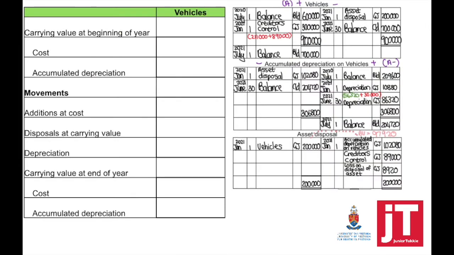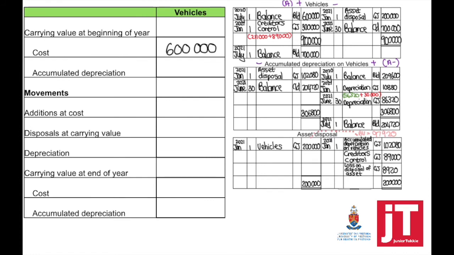To complete now the tangible asset note, we can use the ledger accounts that we've completed. Whenever in a test or exam you find it difficult to find the figures directly on completing the tangible asset note, draw a T account just to help you to make sure what are the figures that you need to calculate, where does what fit in.